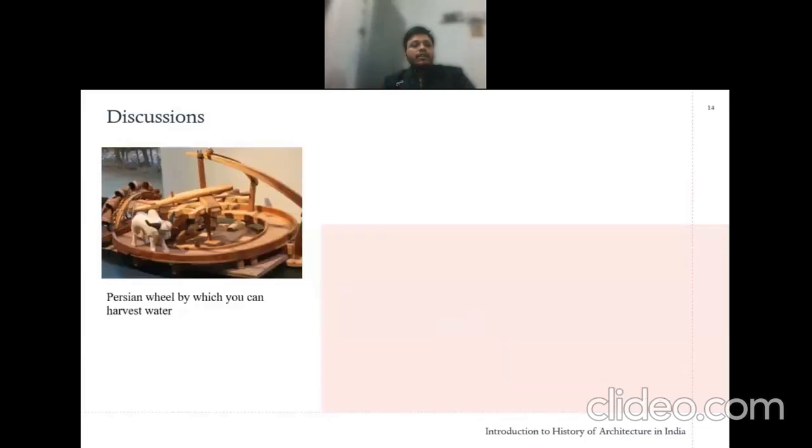Okay, there were other water systems like the Persian wheel. This was again used to harvest water. So there was a well over here, and the ox used to rotate in this movement, and then the water was pulled out from the well.